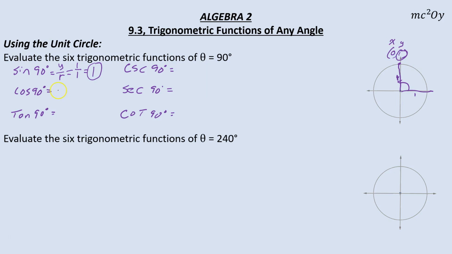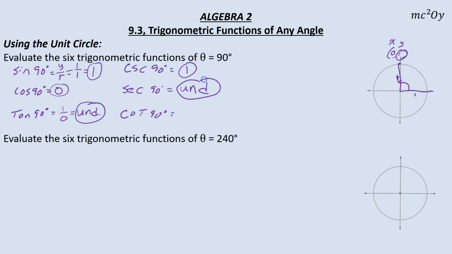Cosine is always x, so it's 0. Tangent is always sine over cosine, right? So 1 over 0. Well, 1 over 0 is not good, that's undefined. Okay. Cosecant? Well, it's just the reciprocal of sine, and so that's going to be still 1. Reciprocal of 1 is 1. Reciprocal of 0 is undefined.